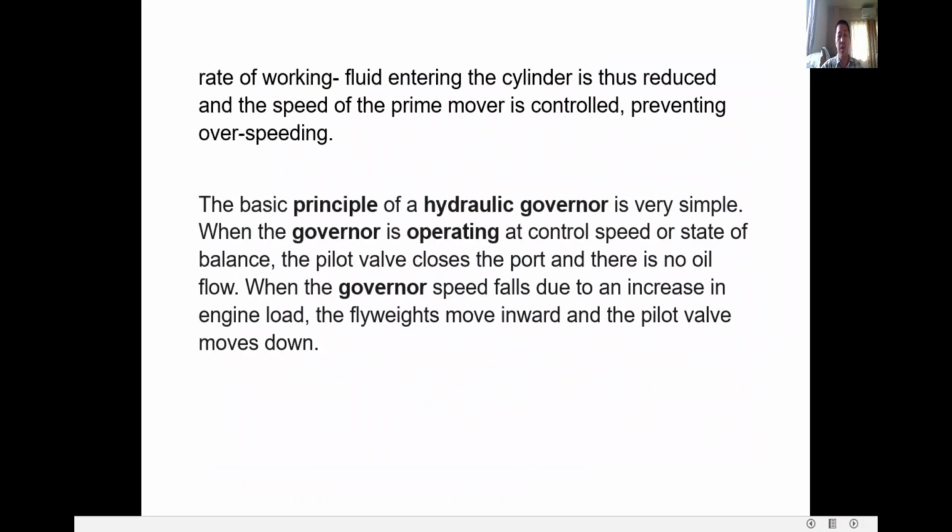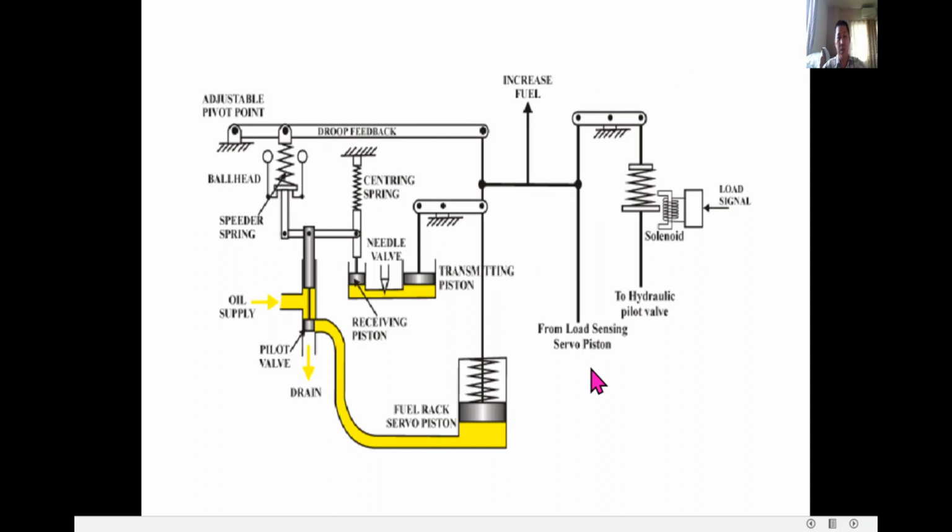The basic principle of a hydraulic governor is very simple. When the governor is operating at control speed, or state of balance, the pilot valve closes the port and there is no oil flow. When the governor speed falls due to an increase in engine load, the flyweights move inward and the pilot valve moves down. As we can see here.